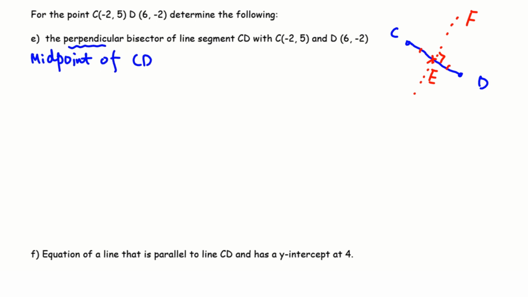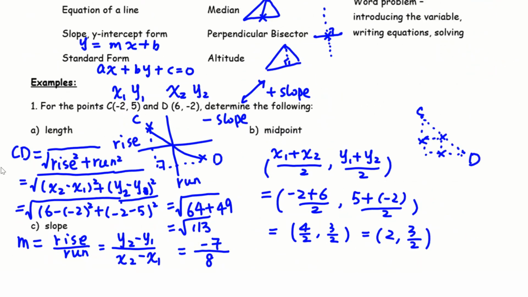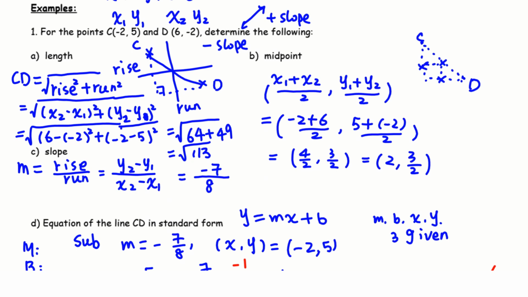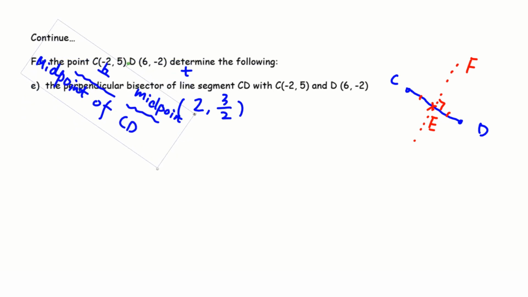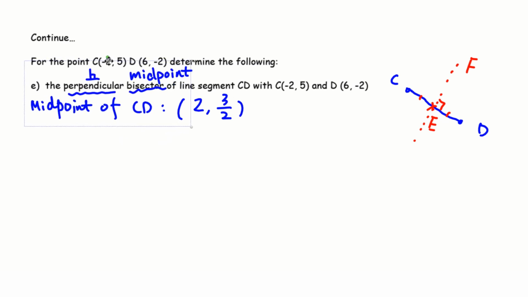Perpendicular means 90 degrees, bisector means midpoint. So there are two things for a perpendicular bisector. Bisector means divided into half. The midpoint of CD we have from our last question. So it's 2 and 3 over 2. It's just adding the x's together, then adding the y's together: add the x's together, divided by 2, then add the y's together, divided by 2.